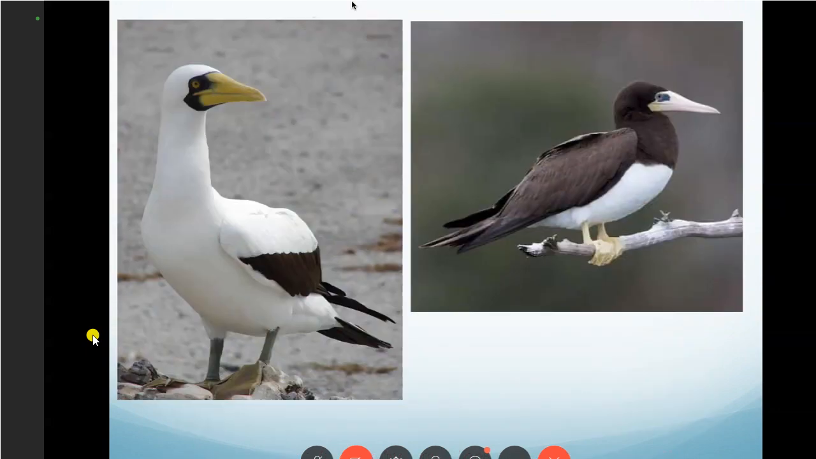On the left hand side is the masked booby, and the right hand side is the brown booby. Both of them are possible in India. Beautiful birds.